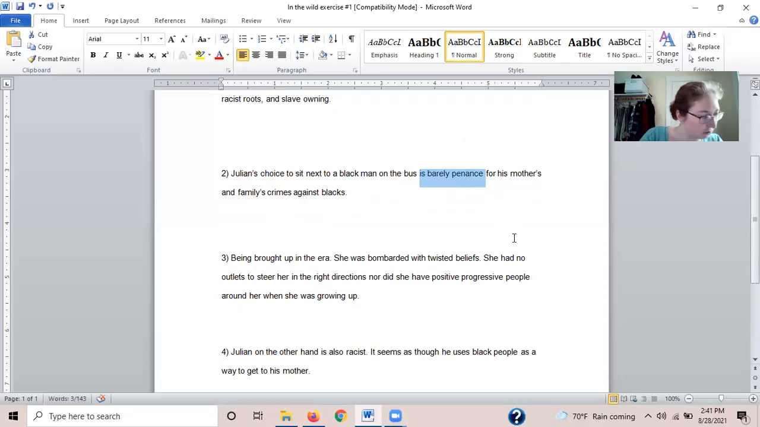I'd rather you use language that you are comfortable with. Is penance the word that you're comfortable with? Or doesn't make up for his mother's and family's crimes against blacks. Use the word that comes to you, or use the language that comes to you naturally. If penance was what came to you naturally, great, use penance. Otherwise, you can rephrase. Okay, so there's number 2.